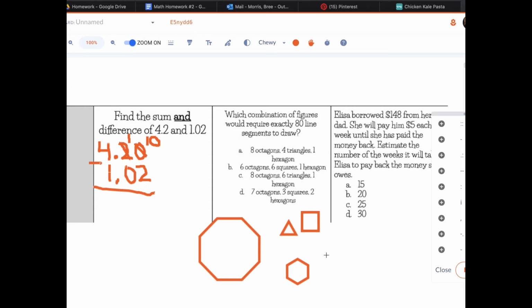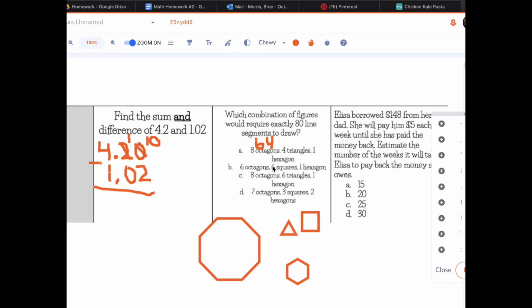Okay, so now we have to look at every answer option and determine how many sides they have all together. The sides are the line segments because they have 2 ends. One side does not continue on, or both sides do not continue on forever. So 8 octagons times 8 sides gives me 64 line segments.